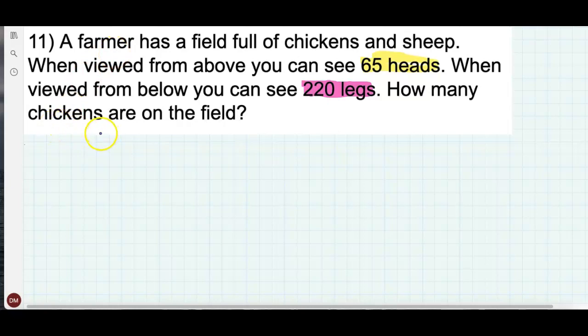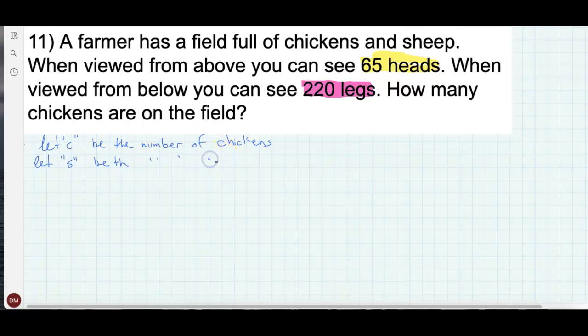First of all, our variables are how many chickens, and we also need to know how many sheep there are, right? So let C be the number of chickens. Okay. And then we'll say let S be the number of sheep.